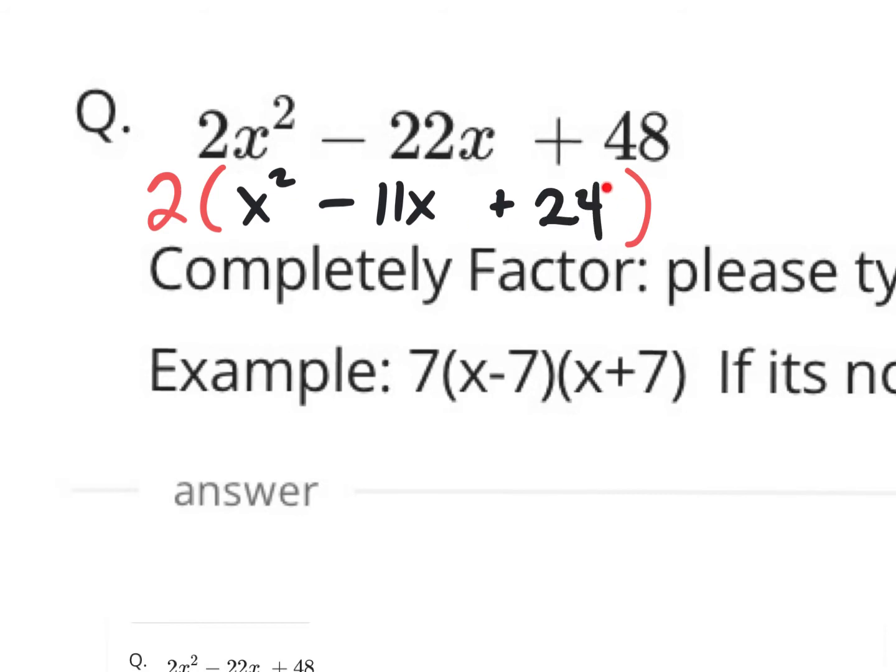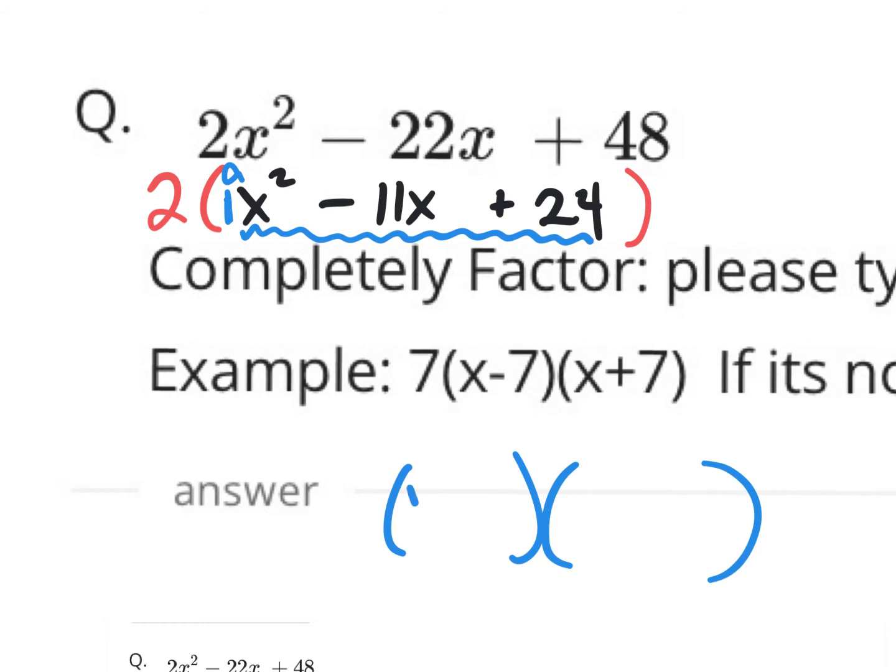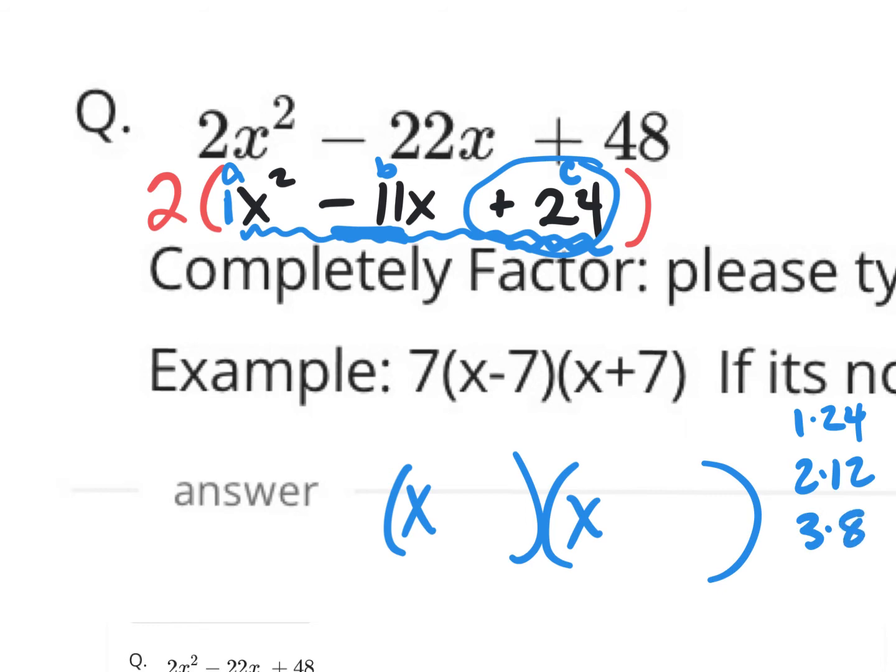Now, if we look at the inside, we have a quadratic trinomial that does have the a value of 1. So this is what I'm going to do. I'm going to take this quadratic trinomial. Since the a value is 1, I could try this with the x right there and the x right there and simply think, what times what is my c value of 24 that if I combine together is my b value of negative 11? So I want to make a list of the multiples of 24. 1 times 24, 2 times 12, 3 times 8, 4 times 6, and those are all the possible multiples of 24. Now, which pair combines together to give us the middle value, negative 11?